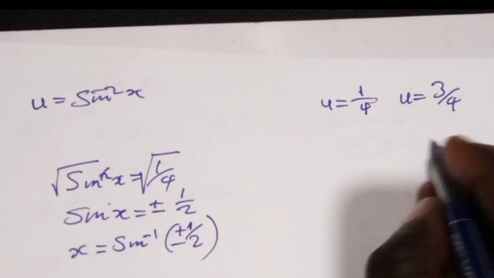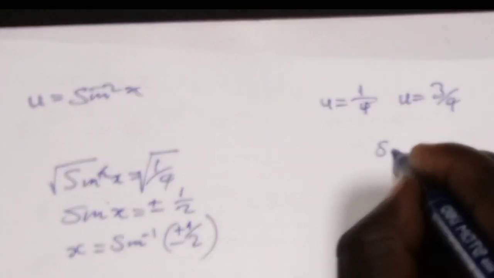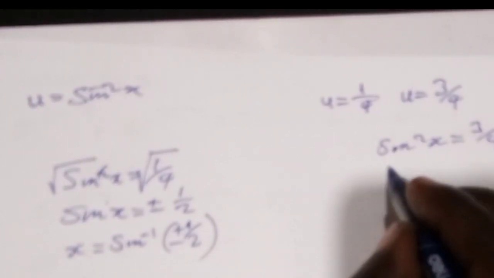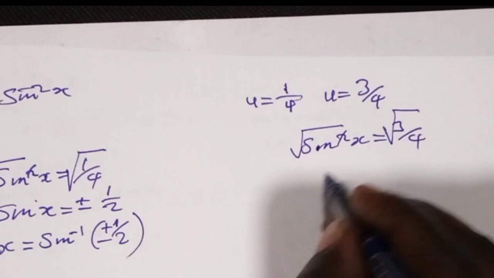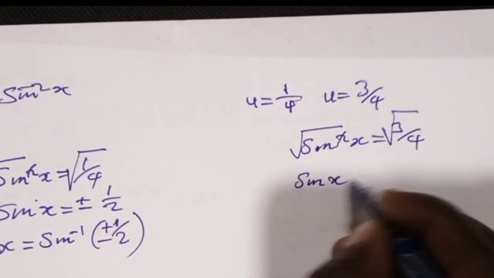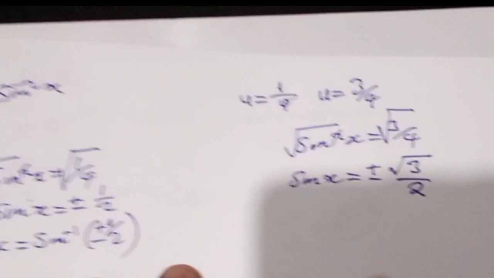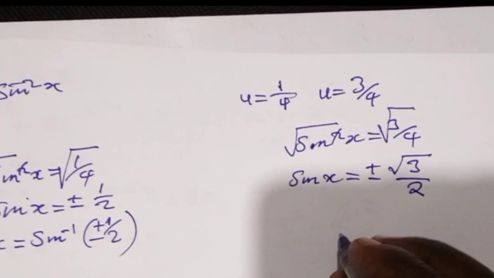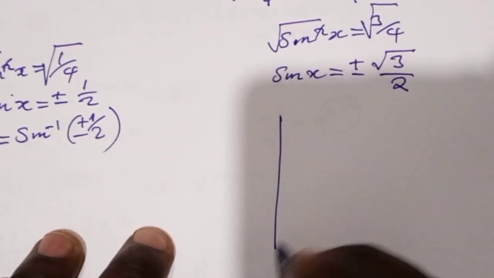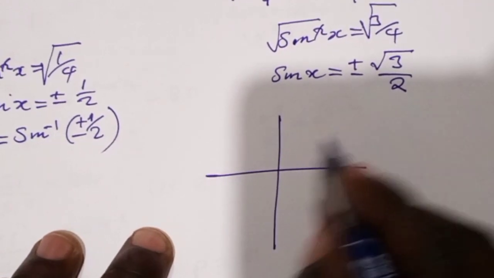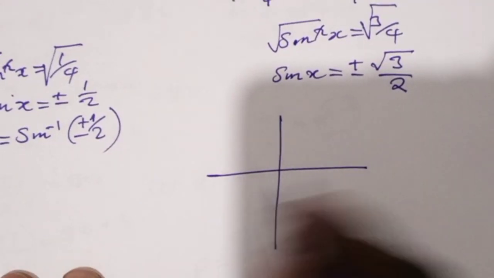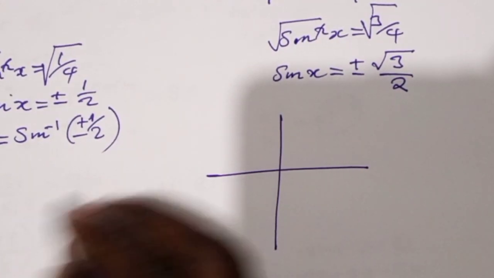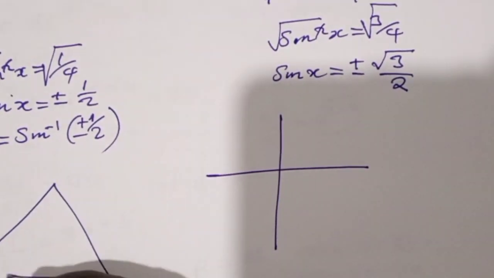u equals 3 over 4, which is sine squared x equals 3 over 4, right? Then we take the square root, so sine x equals plus or minus root 3 over 2. Let's try to look at the angles in the quadrant. For us to find the angles, we have to know the special angles, right?